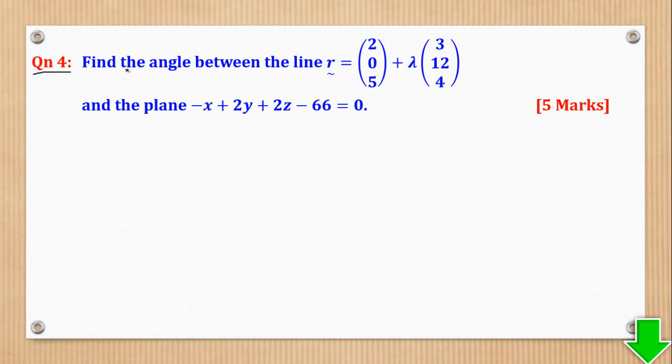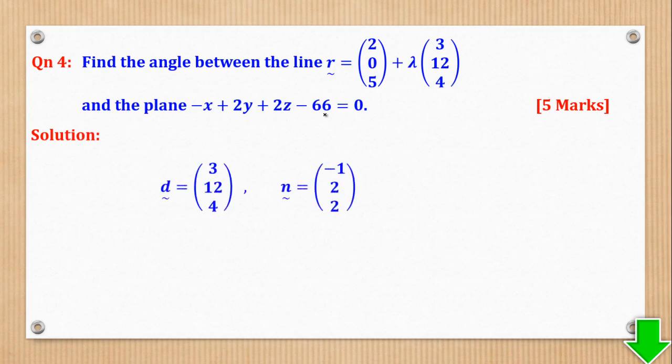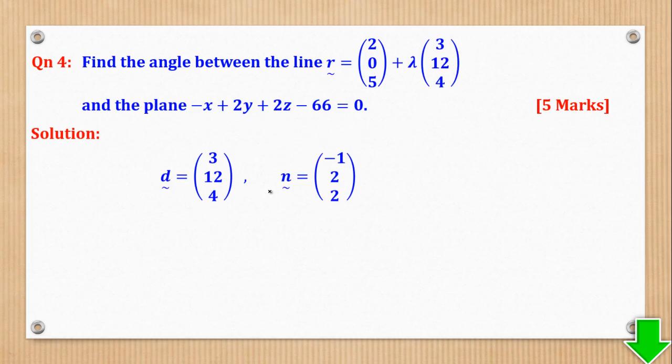Then question 4 now is from vectors. It says find the angle between the line this and the plane this. Okay, so angle between the line and the plane, we use direction vector and normal vector. So for a line, this is the direction vector. For the normal, the coefficients of x, y, and z make the normal vector for the plane. Then we shall quote the dot product.